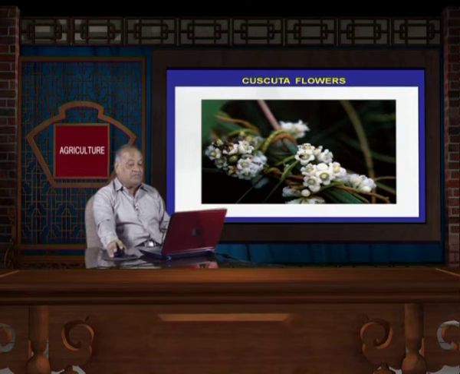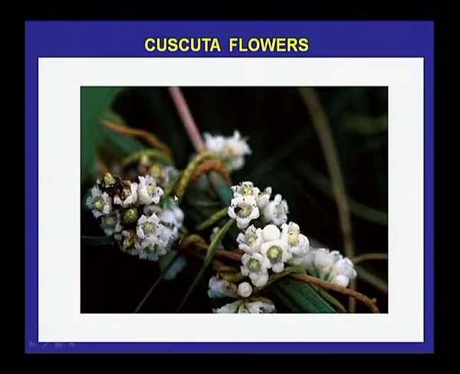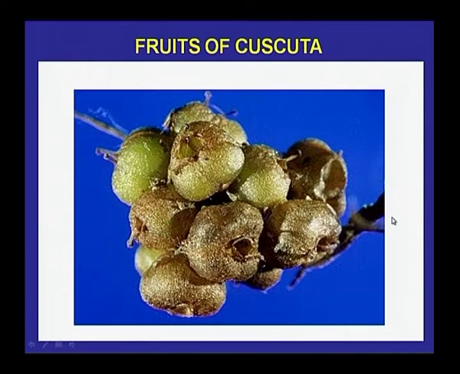These are the flowers of the cuscuta parasites. They are white in color and they also grow in clusters, as you are seeing here. These are the fruits of the cuscuta and they bear the seeds within them.